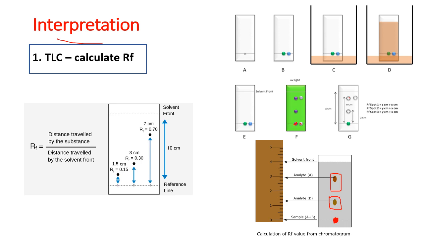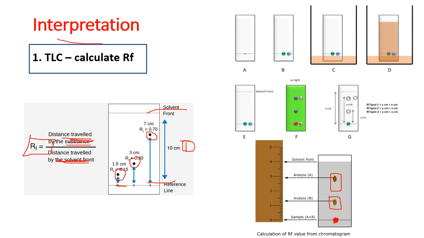So let's sum up what you will do in your RF. In your RF, number one, you have to measure the distance between the reference line and the solvent front, and this would be the distance traveled by the solvent front, and this will be common for a certain TLC. Next, you will measure the distance between the reference line and your spot. So this would be the distance traveled by your substance, and this will be different for every spot. By taking the distance traveled by the spot over the total distance traveled by the solvent, then you get RF.